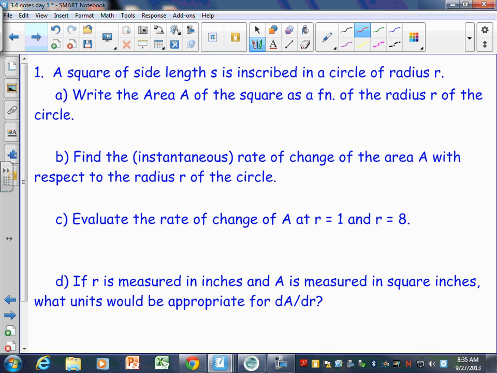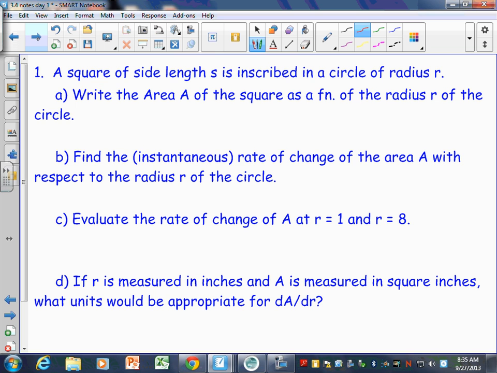Alright, so the beginning of your homework is like this. They're going to give you a problem and they're going to ask you to write the equation and to find the rate of change. It says a square of side length S is inscribed in a circle of radius R. What does that mean? It's like a square inside a circle, and the corners of the square touch the edge of the circle, right?